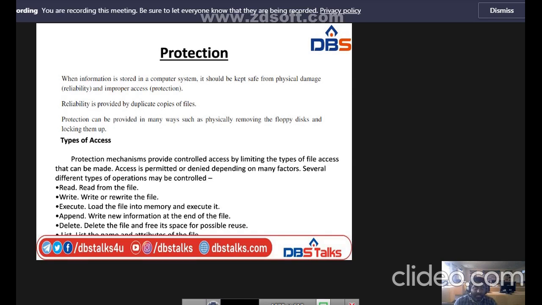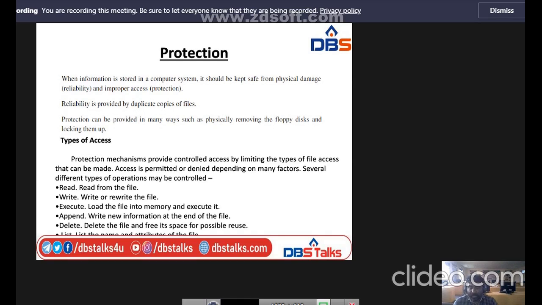The several different types of operations may be controlled. Those are read. Read is nothing but read from the file. The next one is write. Write or rewrite the file. Execute. Execute is nothing but load the file into memory and execute it. And the next one is append. Append is nothing but write new information at the end of the file. Delete the file and free its space for possible reuse. And the next one is list. List the name and attributes of the file.